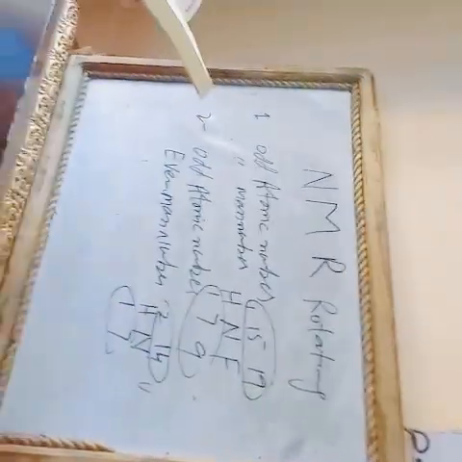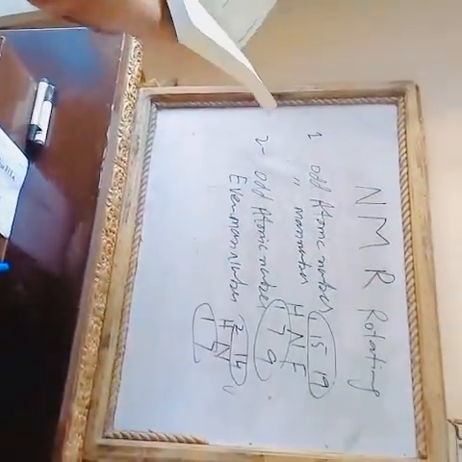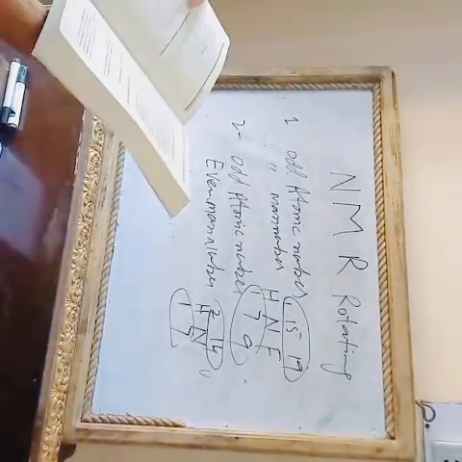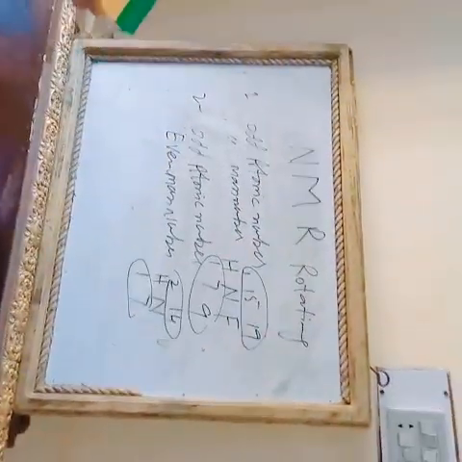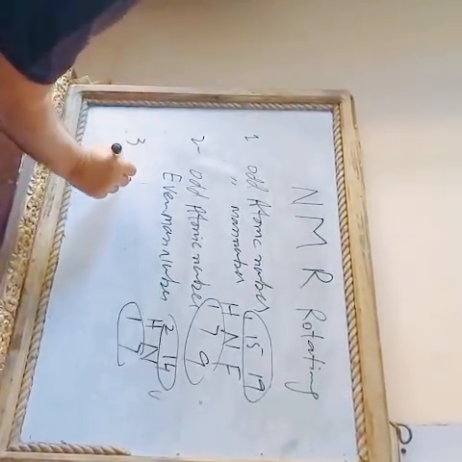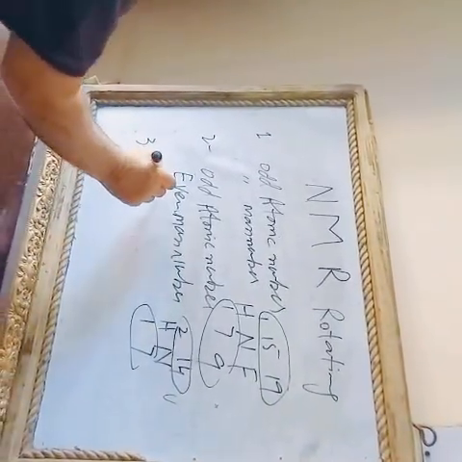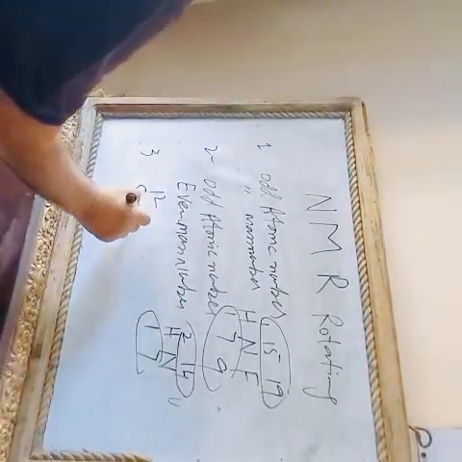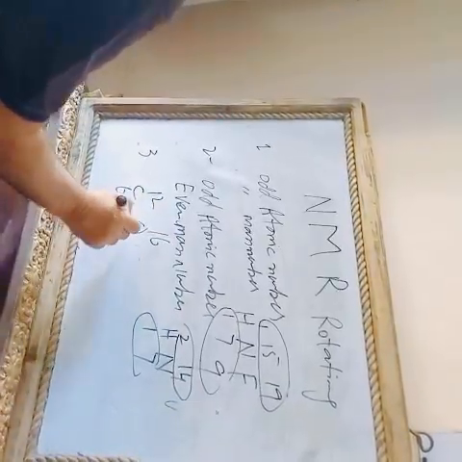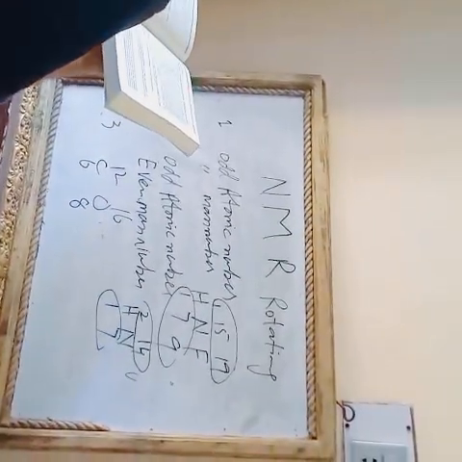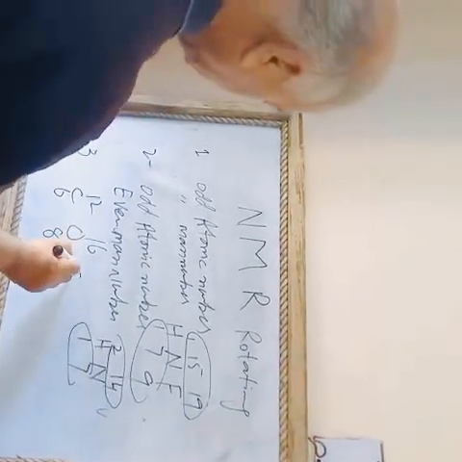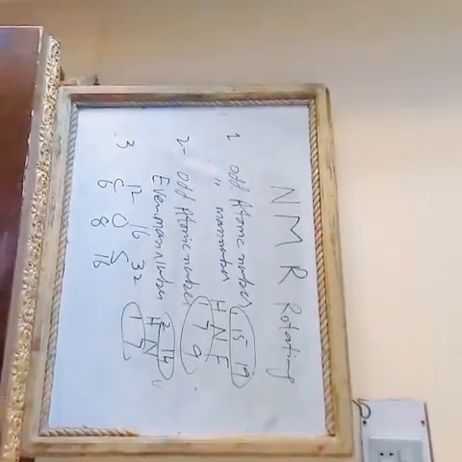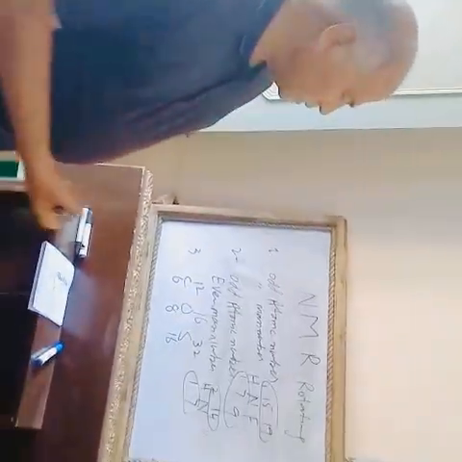And the third category has even atomic number and even mass number. That is carbon 12 and 6, oxygen 16 and 8, and the third one is sulfur 32 and 16. So that is all about NMR that we have discussed here.